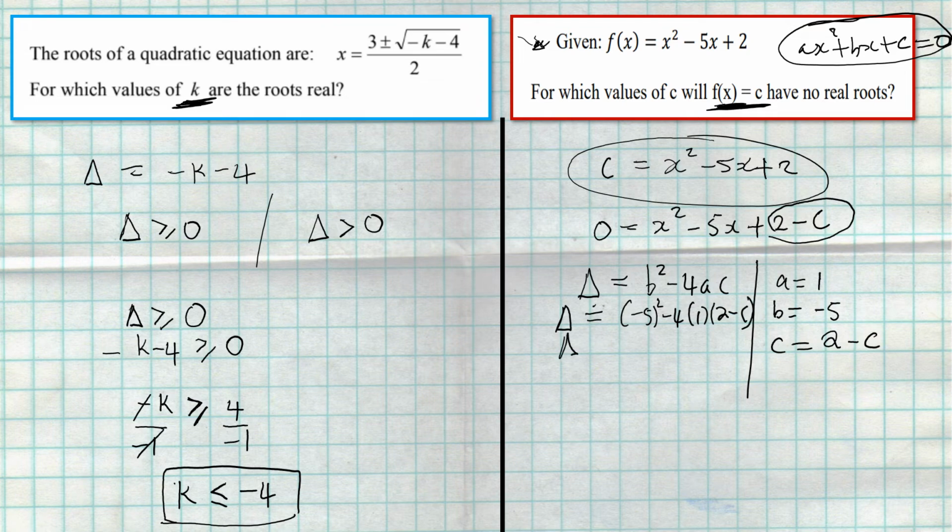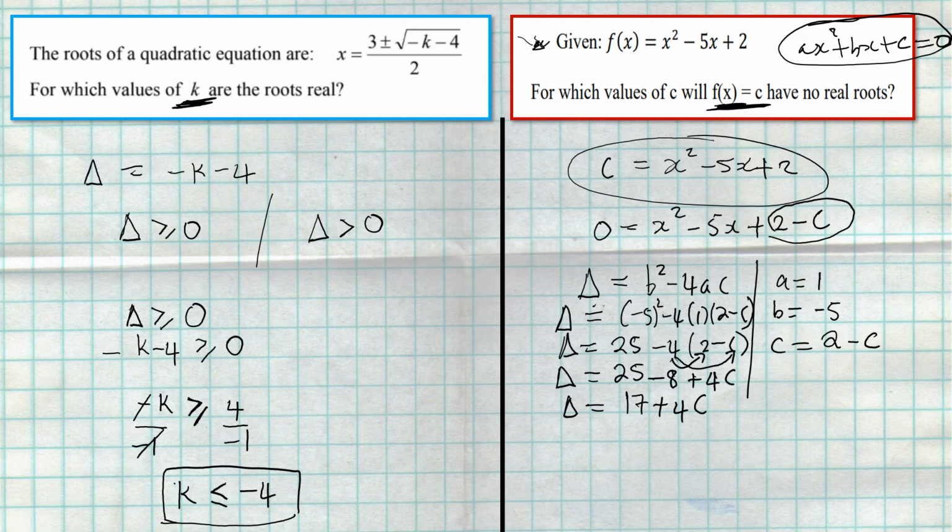Don't forget. So delta will be minus 5 squared, which is 25, minus 4 times 1, which is minus 4, into 2 minus c. Then delta is 25, minus 4 times 2 is minus 8, minus 4 times minus c is positive 4c. Then delta will be equal to 25 minus 8, 17, plus 4c. Then we are going back.